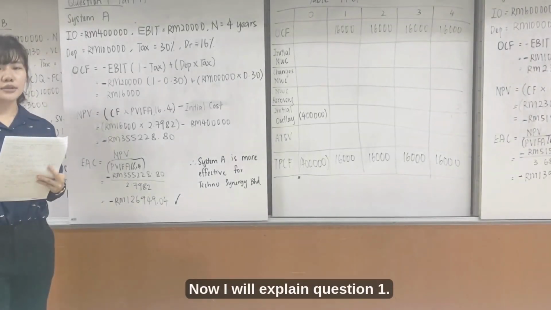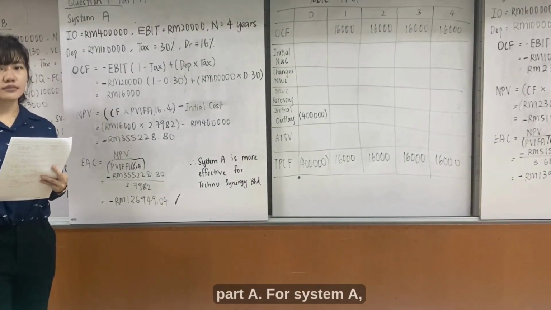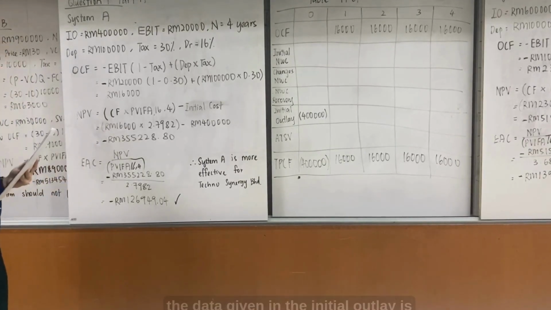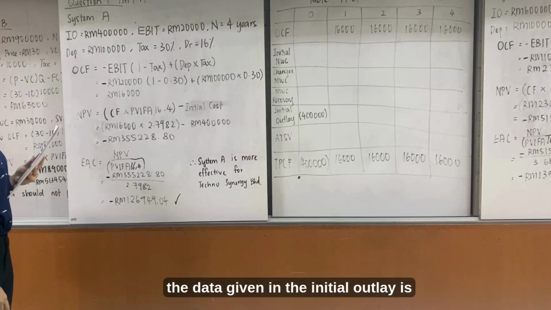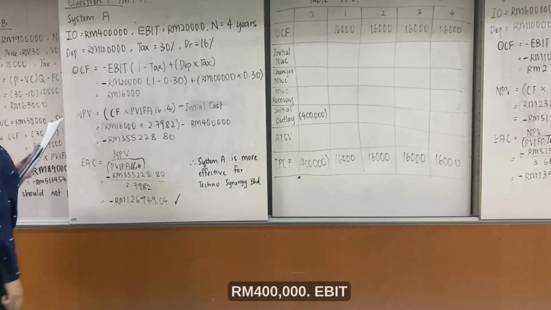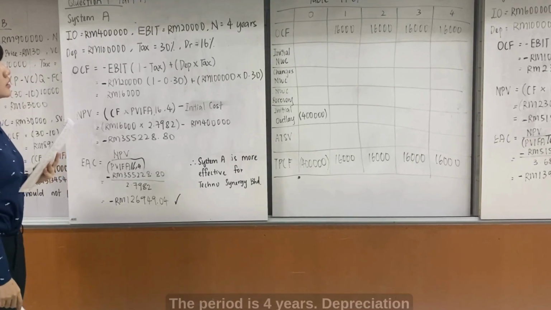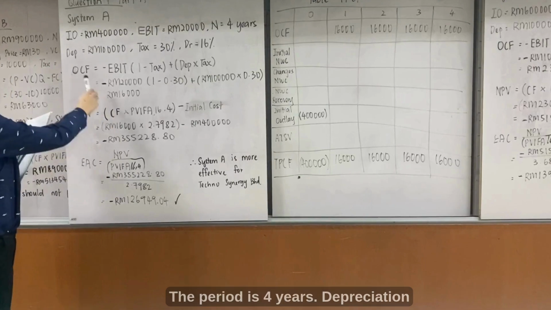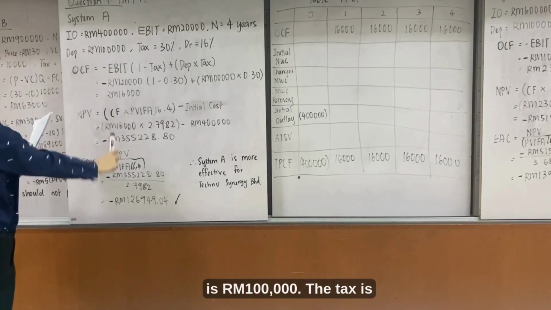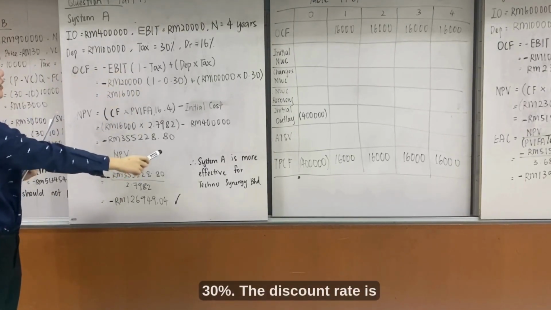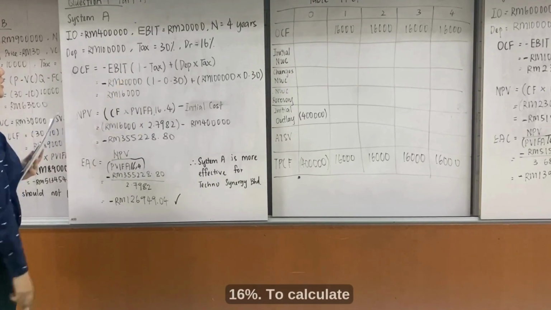Now, I will explain question 1 part A. For system A, the data given is an initial outlay of 400,000, EBIT of 20,000, and a period of 4 years. The depreciation is 100,000, the tax is 30%, and the discount rate is 16%.